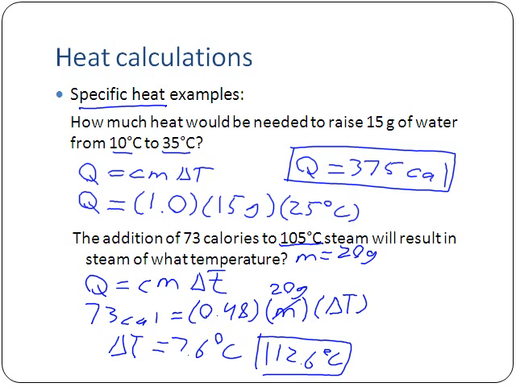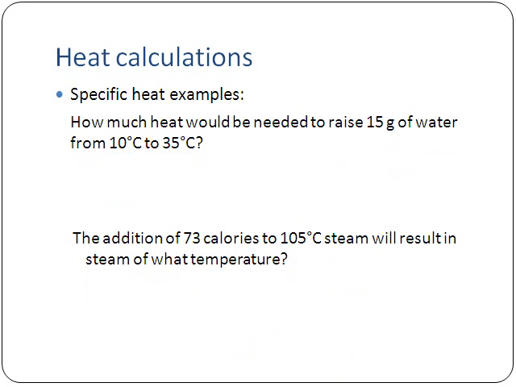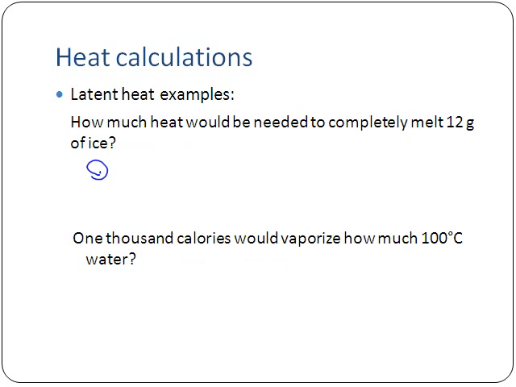Let's take a look at the next possibility, which is latent heat. And so if we had a latent heat, that would mean that we basically have a phase change. And so looking at our phase changes here. So how much heat would be needed to completely melt 12 grams of ice? And so we said we're melting this. That's a phase change. If we have a phase change, we want Q equals MHL. In this particular case, we're melting, so this is going to really be not HL, but rather HF, the heat of fusion.